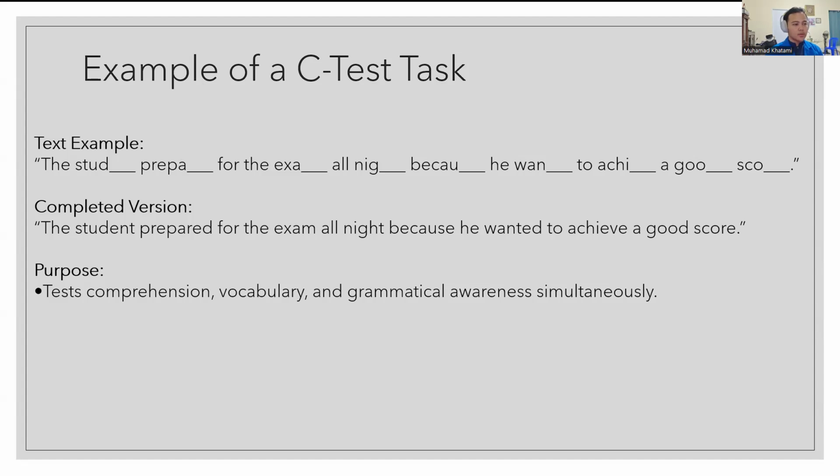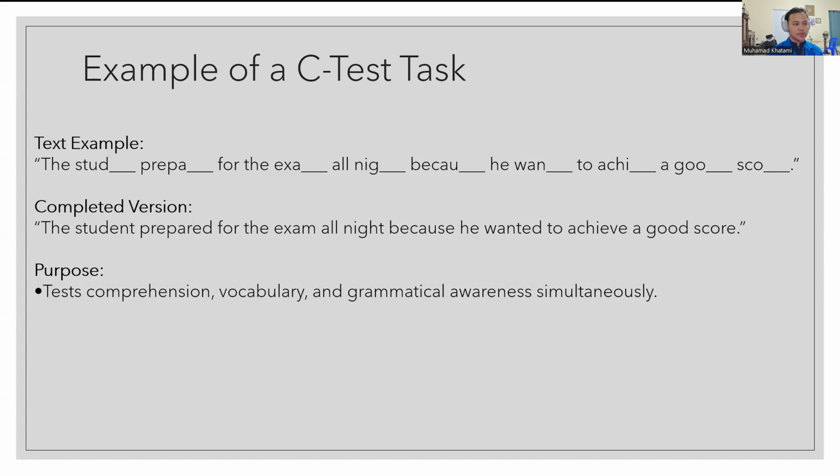And if you look under it, is the completed version, where the student must complete the above sentence for the C-test. The completed version reads: the student prepared for the exam all night because he wanted to achieve a good score.